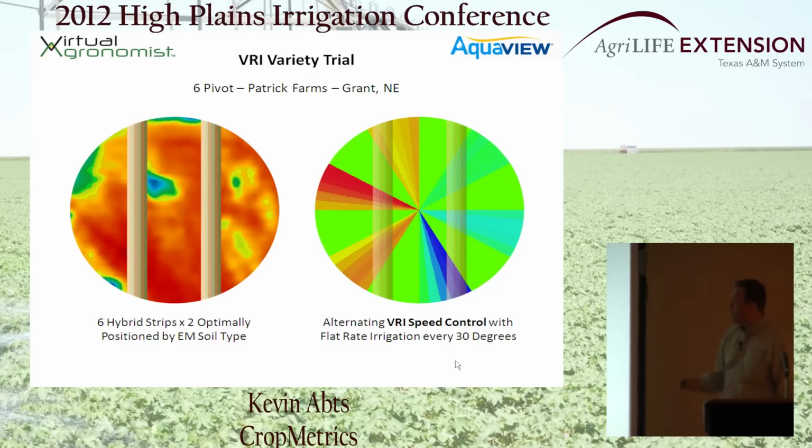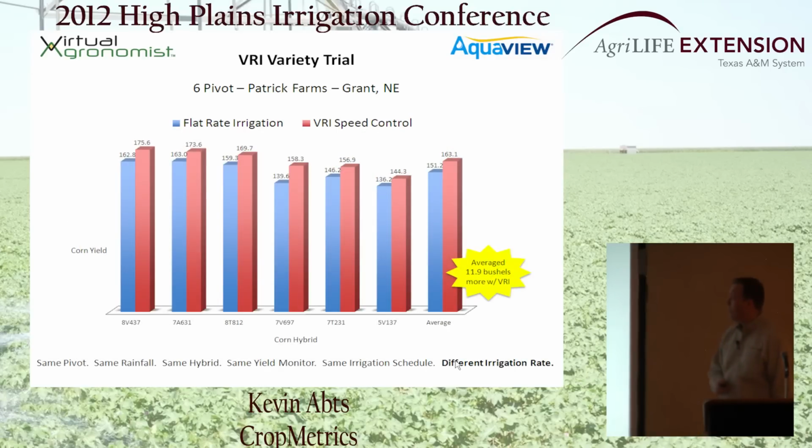Same thing here. This is out of Grant, Nebraska, a little further west, a little drier area. In this case, we did 6 hybrids, side by side, replicated. Same thing, we did every 30 degrees alternating legacy irrigation against VRI speed control. And the results from here, still pretty impressive. We averaged about 12 bushel better. And again, I would emphasize every variable being the same. Each of the 6 hybrids, the VRI outperformed the non-VRI.